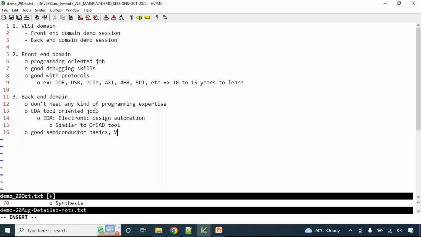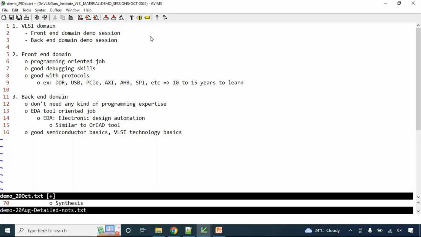VLSI technology basics. What is meant by VLSI technology? Understanding the basic terminology like what is meant by delay, rise time, fall time, propagation delay, parasitics, RC circuit analysis. That is all basic, and constitutes VLSI technology concepts.